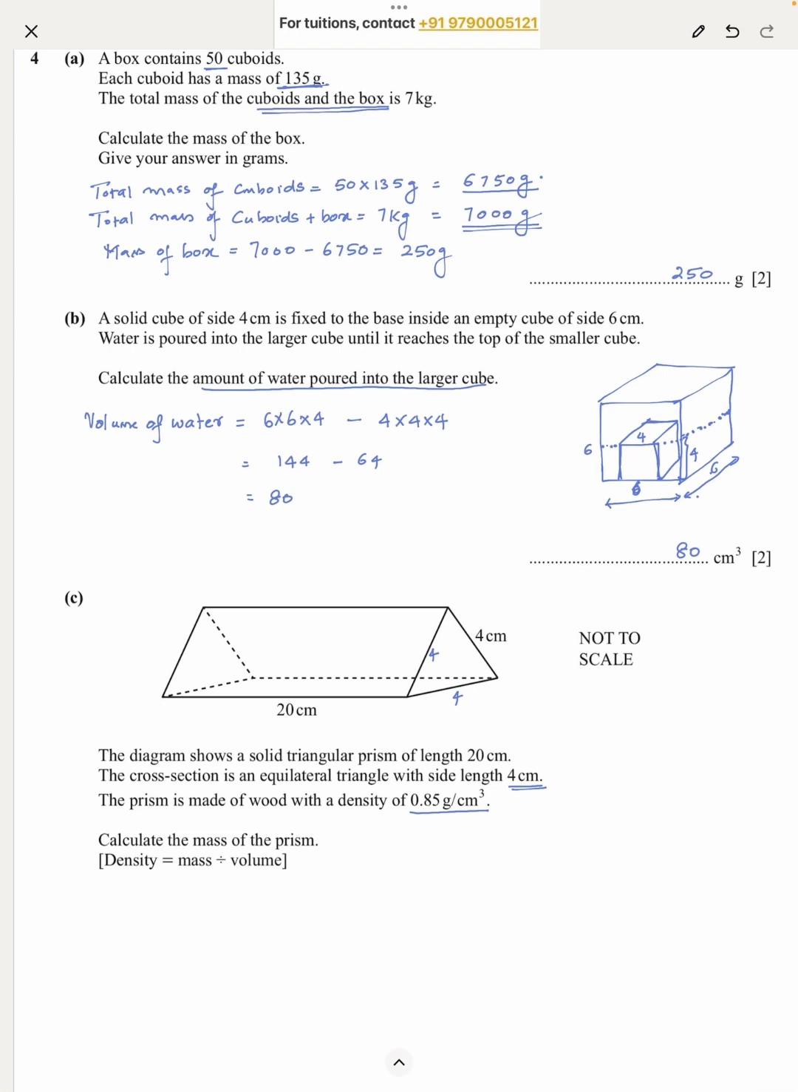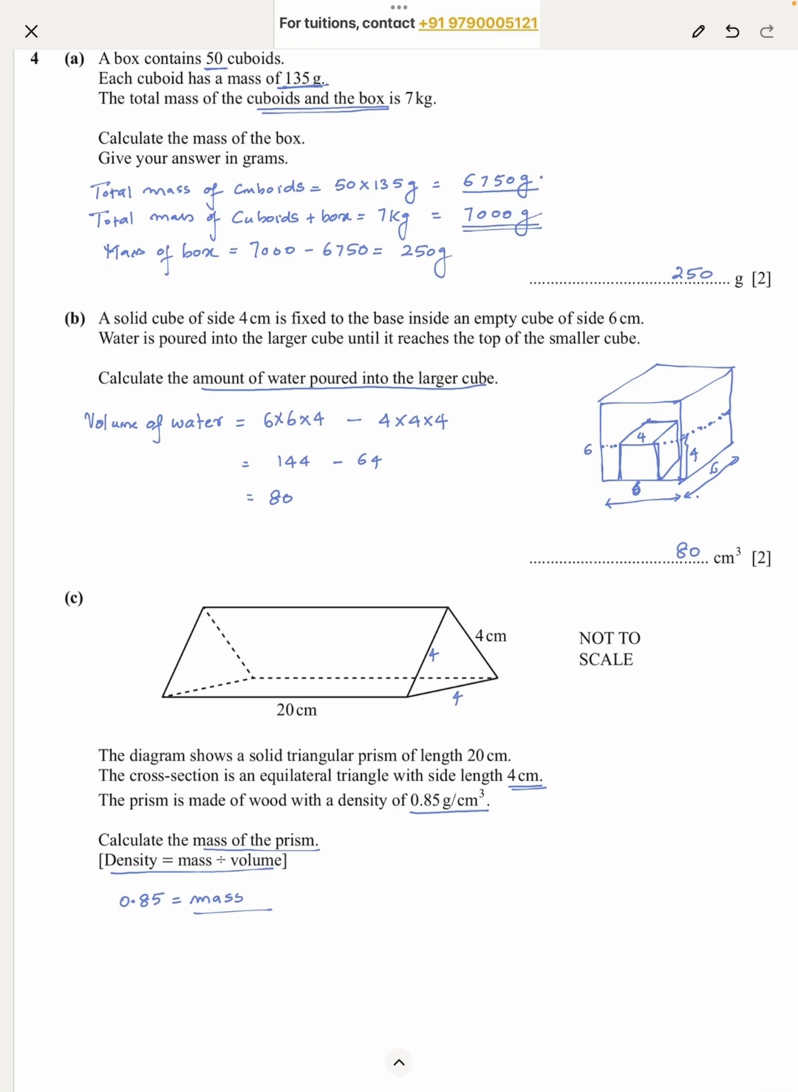So now what are we supposed to calculate? Calculate the mass of the prism. So they have given the formula also. We just don't have to struggle much. So density is equal to, so let me start substituting. Density is 0.85. Mass is what I have to figure out. So let me retain it as such by mass divided by volume.